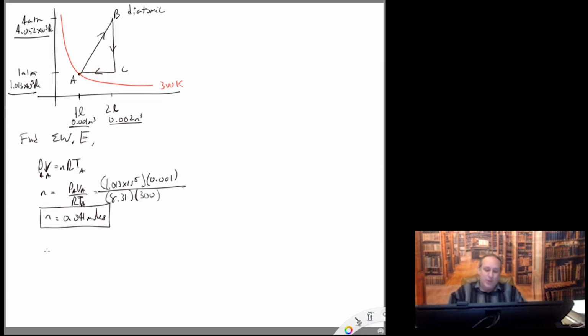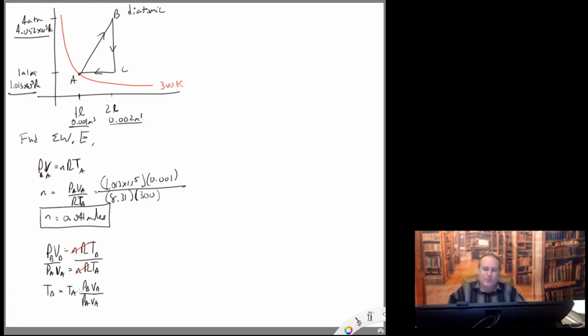Now we can find the temperature at point B by just using the ideal gas law again. PV equals nRT. Yes, we could use the number of moles and the pressure and volume, but I prefer to do it with ratios because I don't like to use a calculator. So if I write down the ideal gas law twice, at point A and point B, and divide them, the n and the R just cancel, and TB is going to be equal to TA times PB VB over PA VA.